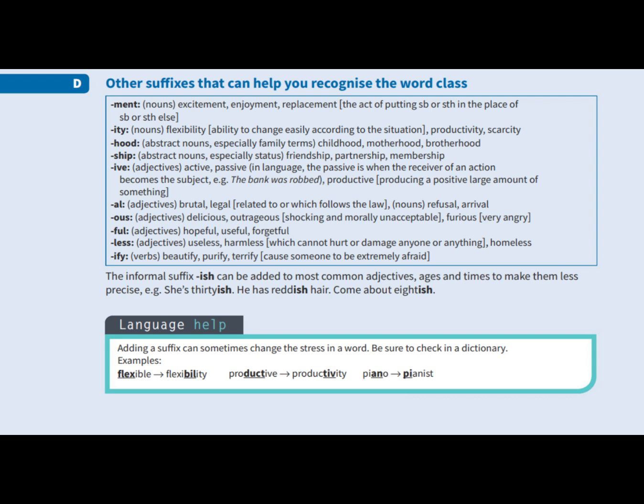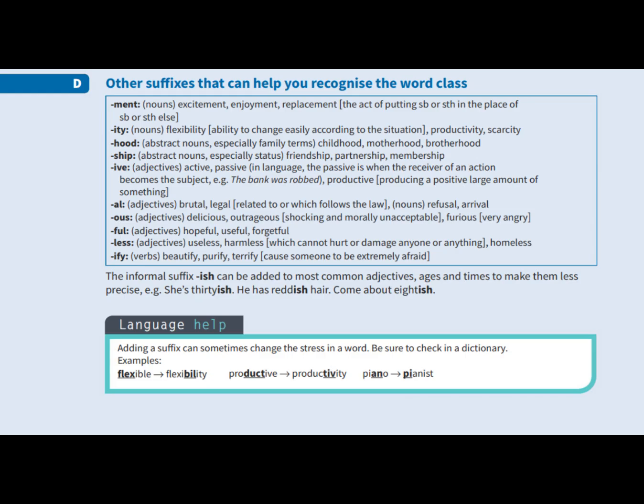The suffix -hood forms abstract nouns, especially words connected with family relationships or periods of life. Examples include childhood, motherhood, and brotherhood. The suffix -ship forms abstract nouns, particularly nouns describing a relationship, condition, or status. Examples include friendship, partnership, and membership.